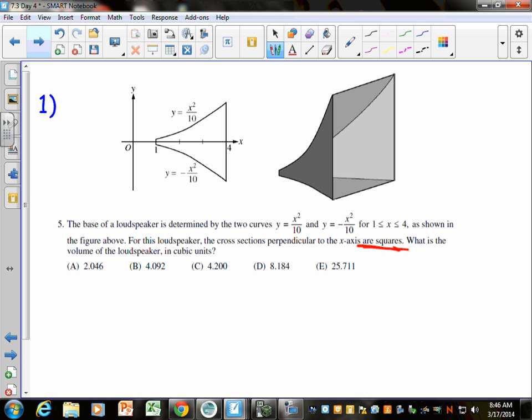That's the key idea when you do these problems on the AP test. You have to read the problem, because if you don't see that it's squares, you're going to set it up like we've been doing it. You're going to put pi in it, and I guarantee one of those answers has doing it with pi in it. And then you're going to get the wrong answer. What is the volume of the loudspeaker in cubic units? If we're rotating this around the x-axis, what are my bounds going to be?